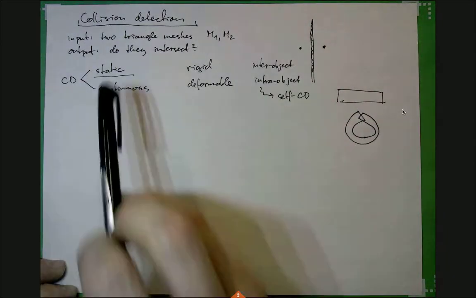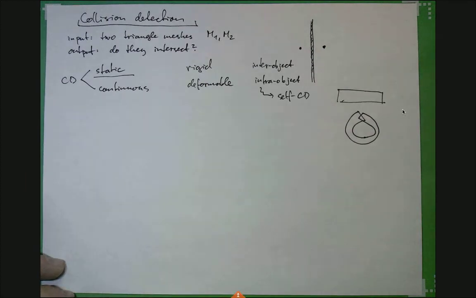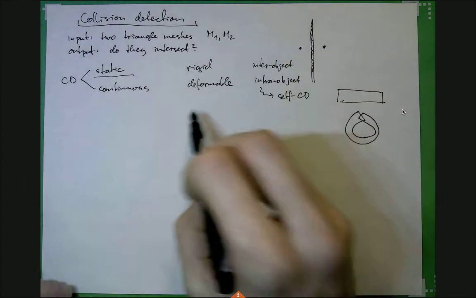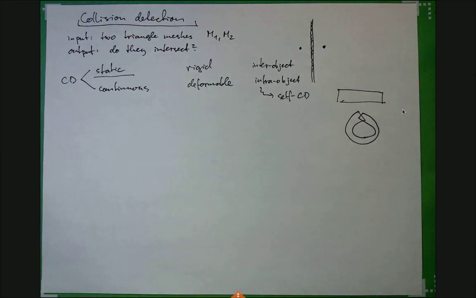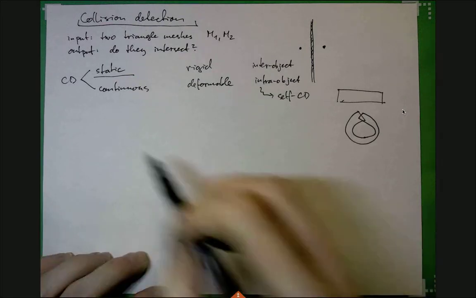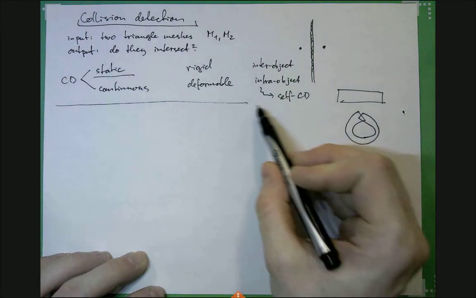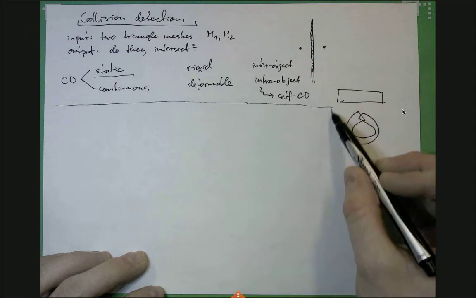Starting with the static collision detection for rigid objects. Now we will not assume that the objects are convex or anything. Let's assume that they are just ordinary meshes you can download, like a character or armadillo or bunny or whatever. Okay, so static collision detection for rigid objects, that's what we are going to focus on today.